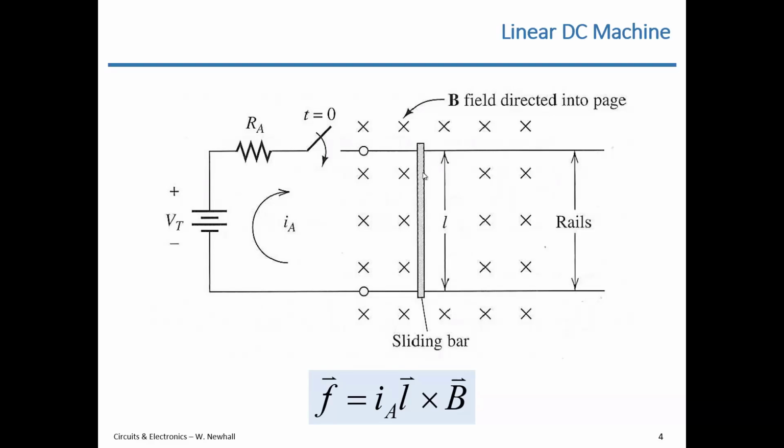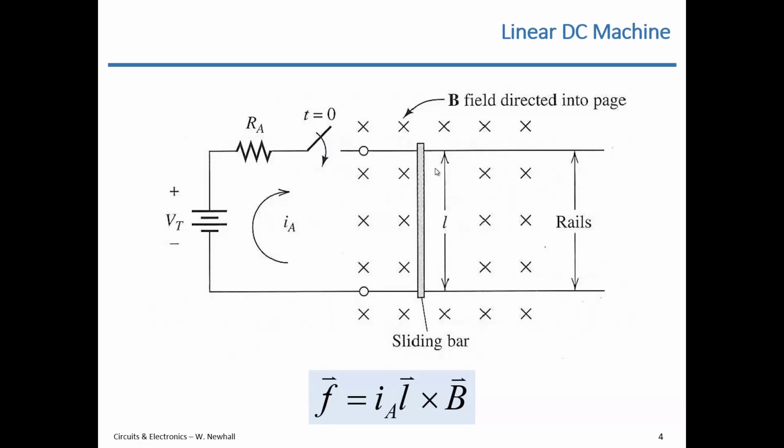If you do that, there's going to be a force on this bar that is described by IL cross B, where I is the current, L is the length of that bar, and B is the magnetic field. So IL cross B, if you look at the directions here, if I is a positive current and B is into the page, you use the right hand rule and you would see that the bar would slide to the right. There would be some force on this bar that would slide to the right.